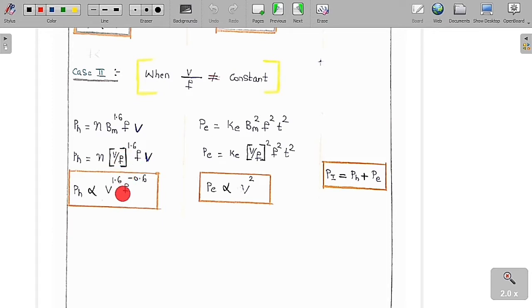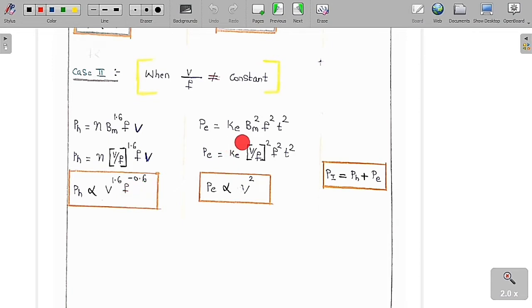We are going to get V to the power of 1.6 into F to the power of 1 minus 1.6, nothing but minus 0.6. So Ph is directly proportional to voltage to the power of 1.6 into frequency to the power of minus 0.6.